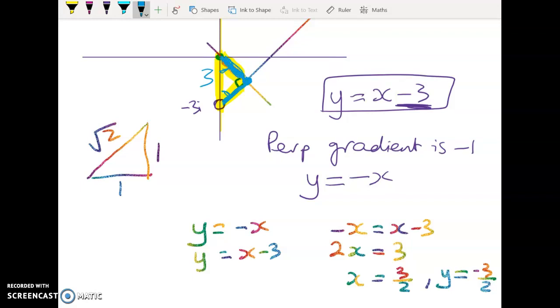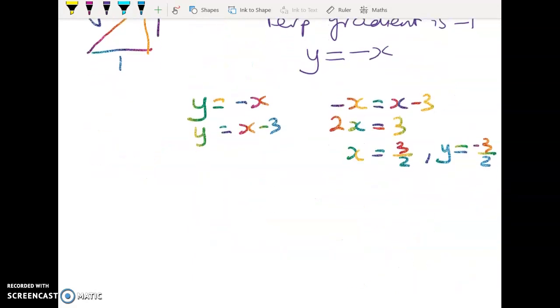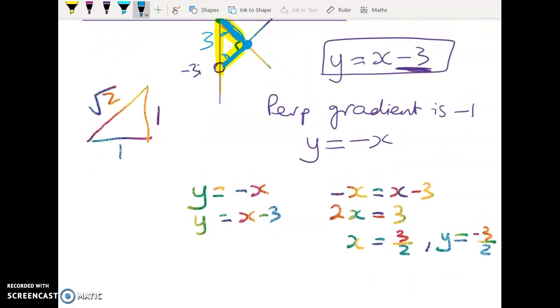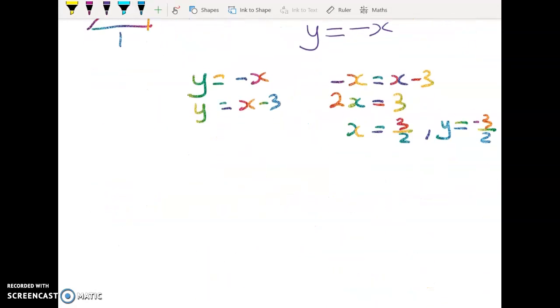Okay, so I'm going to keep going using my coordinate geometry method, even though some of you are probably groaning at your computers about how inefficient it is. But we've found this point here is 3 over 2, negative 3 over 2, and we can call that point A. Okay, and we can call the origin O. So our job is to find the length of OA.